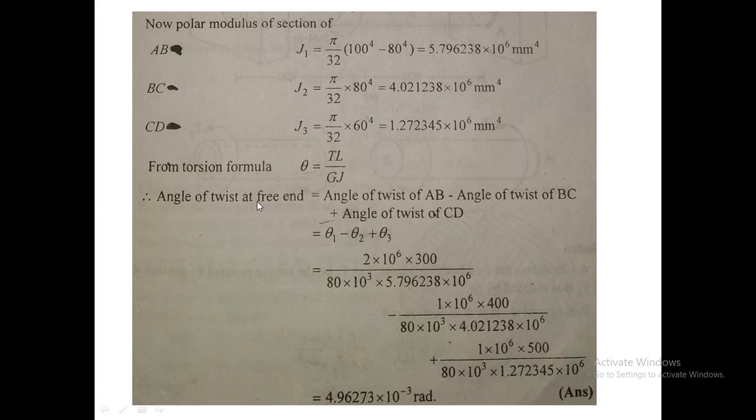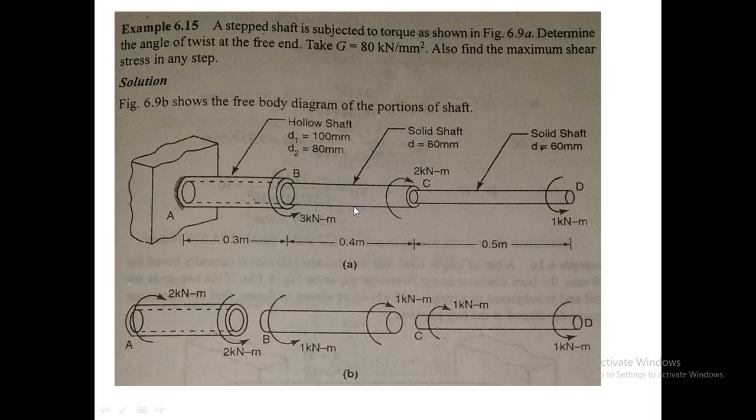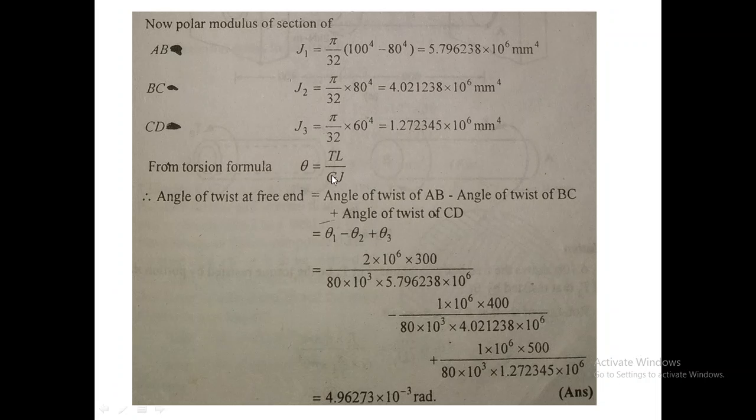If you take the summation, you will get the angle of twist at the free end, or the total angle of twist of the shaft. So using this equation, take G common or separately and substitute the values. Torque we have calculated for each portion, length is given, so it is different for different portions, and J we have calculated for different portions. So just use this equation, add individually, and if you substitute that, we will get this in radians.